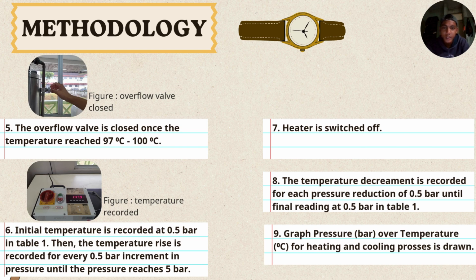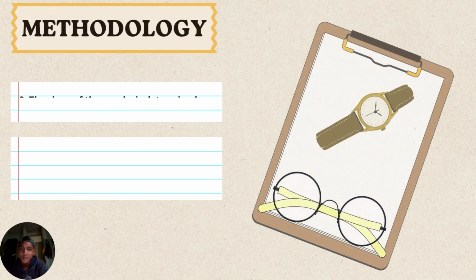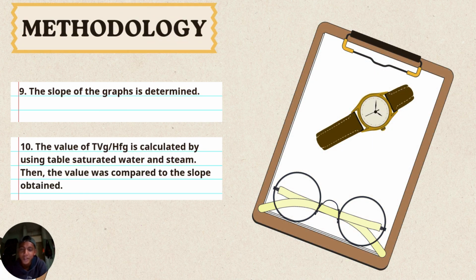After all the readings of temperature are recorded, we can draw the graph of pressure in bar over temperature in degrees Celsius for the heating and cooling process. Step 9, determine the slope of the graph. And lastly, the value of Tvg over hfg is calculated by using the table of saturated water and steam. Then the value is compared to the slope that we obtained.